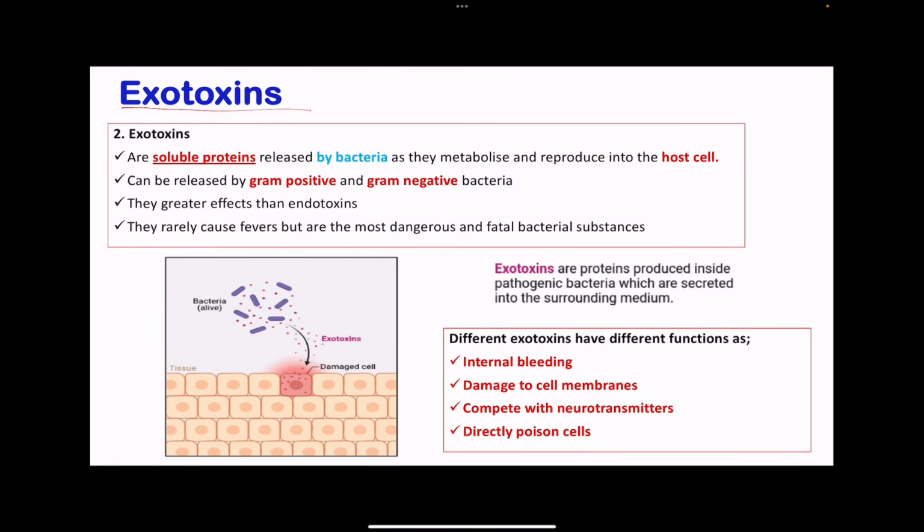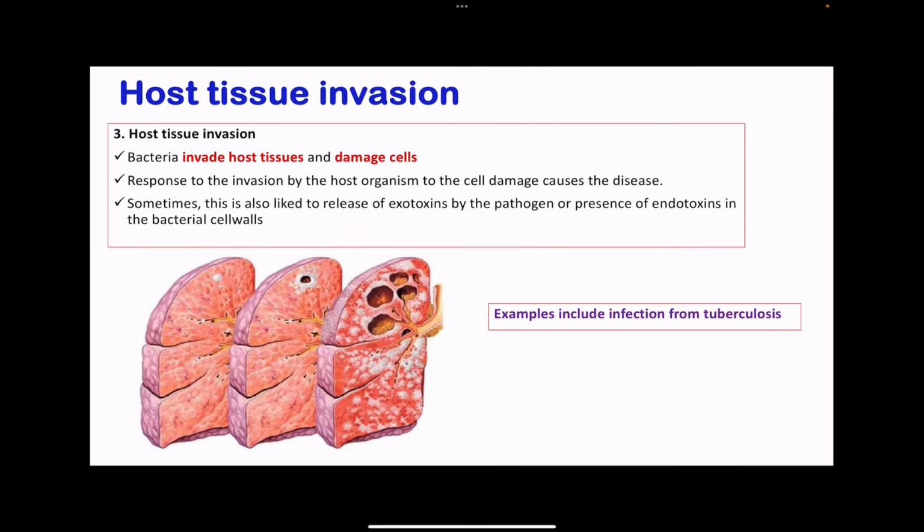Moving on to exotoxins, these are soluble proteins released by bacteria. These can be produced by both gram-negative and gram-positive bacteria. They have greater effects than endotoxins. For example, they can cause internal bleeding, damage to cell membranes, they can compete with neurotransmitters, and sometimes they directly poison cells. This can lead to a decrease in the number of cells, and sometimes damage to organs.